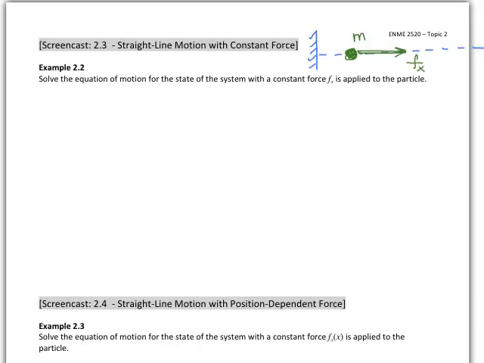So now in this example, example 2.2, we're dealing with a straight line system in which we have a particle that has a mass m that has a force f of x applied to the particle moving in the straight line. And we've also said that x increases to the right and decreases as it moves left back toward the origin. Now in this example, we're going to find the equation of motion and solve for the state of the system in which it has a constant force f of x that's applied to the particle.